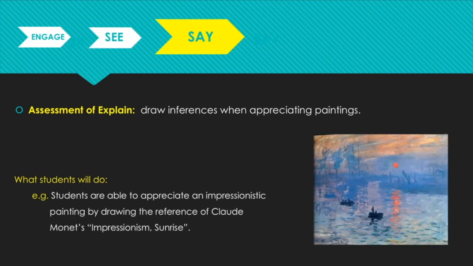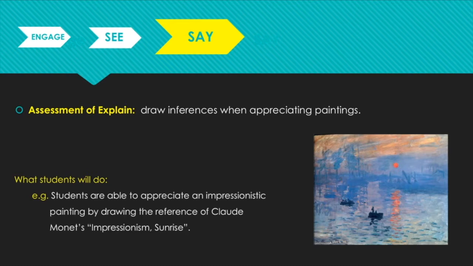To finally assess our final target explain, we need to see whether students can draw inferences when appreciating paintings. For example, students are able to appreciate an impressionistic painting by drawing the reference of Claude Monet's Impressionism sunrise. Therefore, they finally achieve the outcome of being able to articulate their appreciation about paintings by using professional terminologies as theoretical basis.